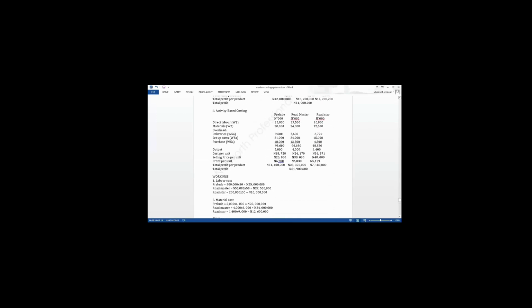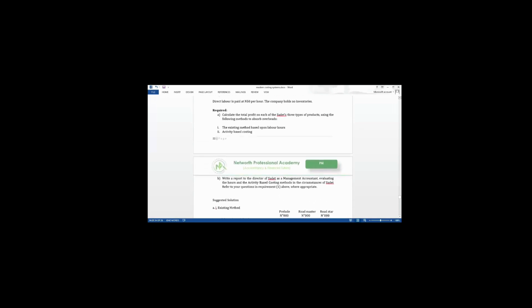Next, you go to overhead cost of setup. Overhead cost of setup divided by total number of setups. Let's check it. The overhead cost of setup is 60 million naira. The number of setups, look at it: 70 plus 80 plus 50. That should be 200 setups. 200 setups have led to 60 million setup cost.